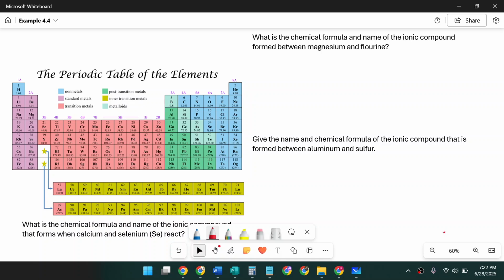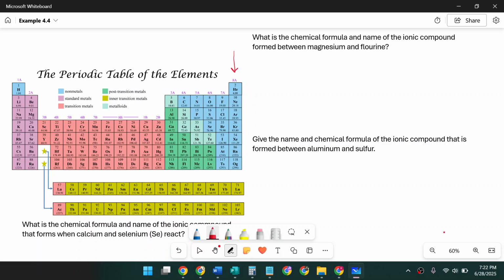This is example 4.4 from Discovering Design with Chemistry by Berean Builders. And before we start on the problems, we want to look at the periodic table of elements. Let's go ahead and label it. You can do this if you have the periodic table printed for a test before you start working the problems.